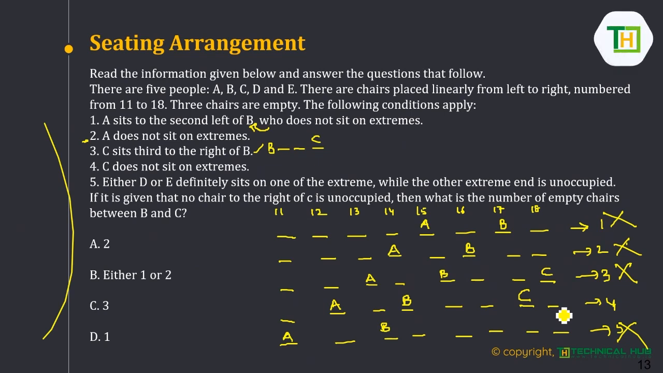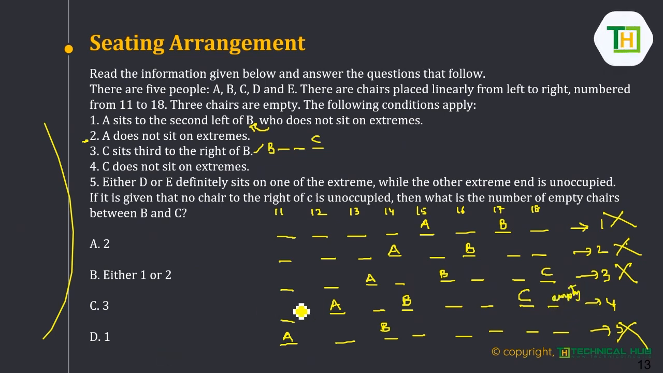The other extreme end is an empty place, which means D or E is taken in this place or in this place. It is given that no chair to the right of C is unoccupied. So the position to the right of C is empty. This is the empty position.